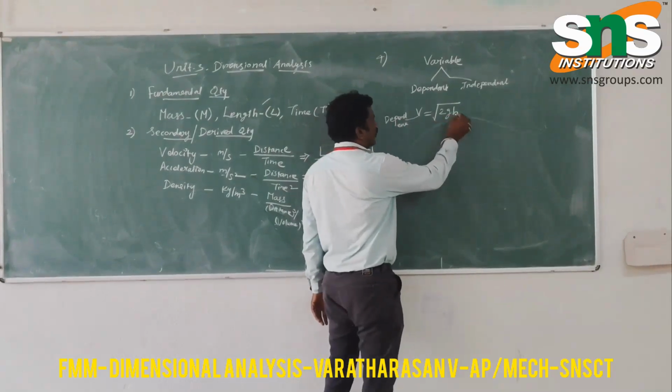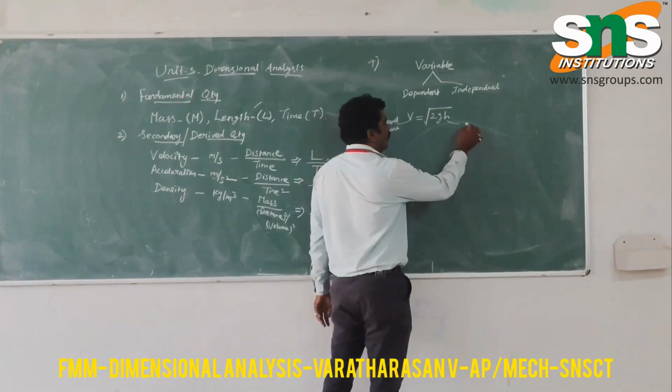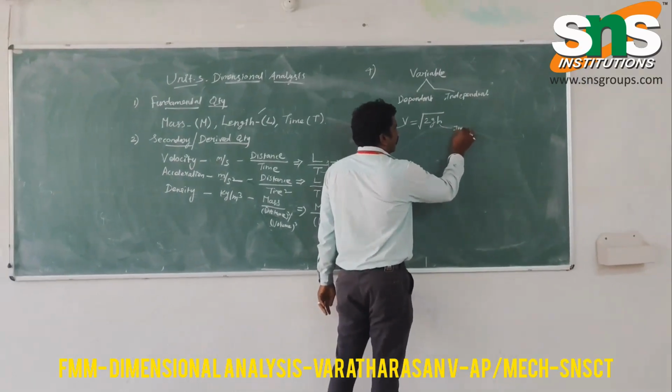And these are the quantities on the right side of the equation. What are the various variables available now? So these variables are called what? Independent variables.